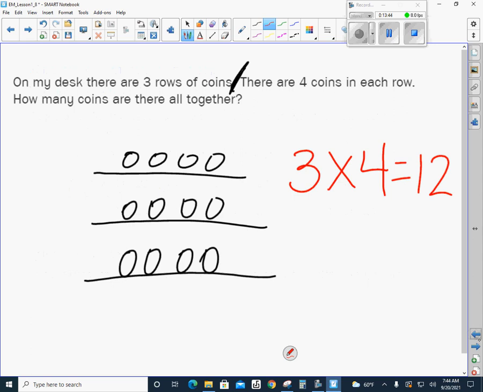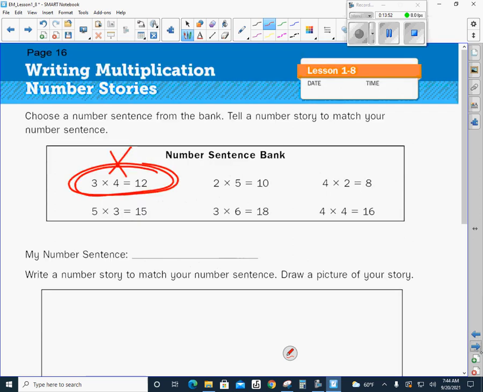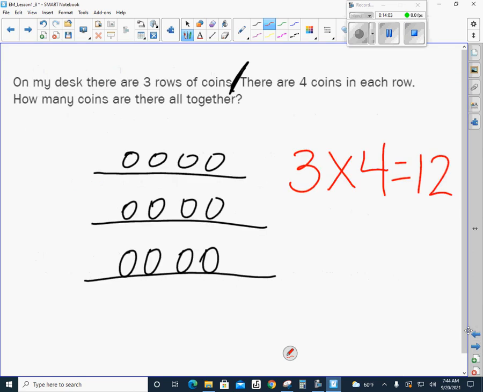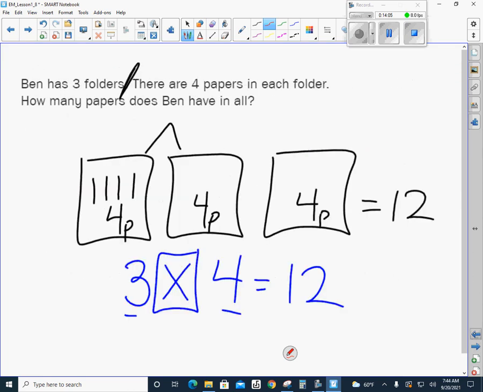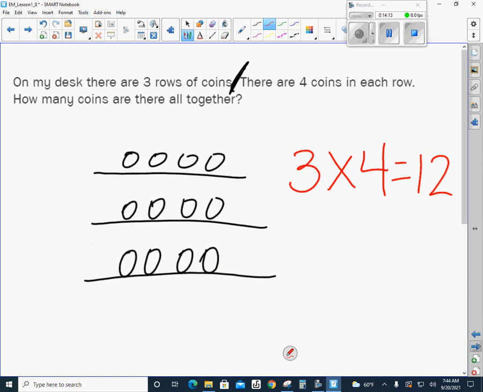It says, on my desk there are 3 rows of coins. There are 4 coins in each row. How many coins are there together? Remember, writing a number sentence, you're going to have the problem, kind of paint the picture, and then you have to ask a question. We also had the, what was it, the 3 groups. My brain forgot already. Oh, the 3 folders with 4 papers in each folder. And then how many papers were there in all?